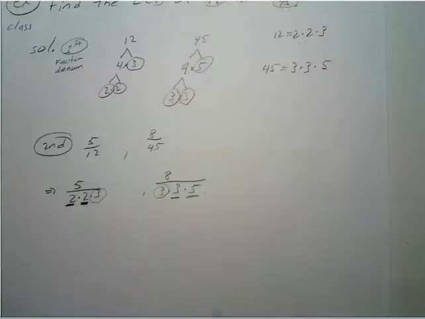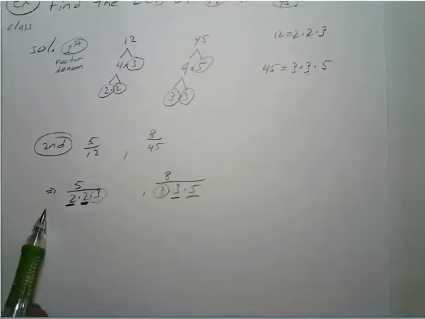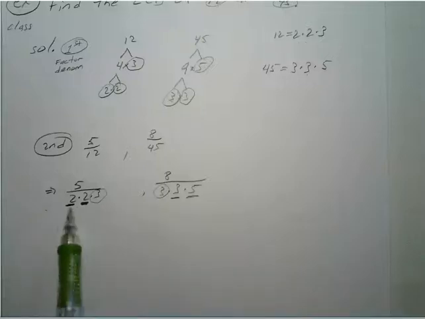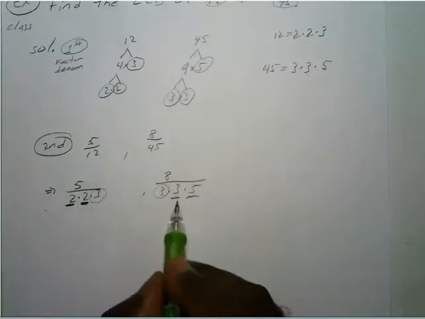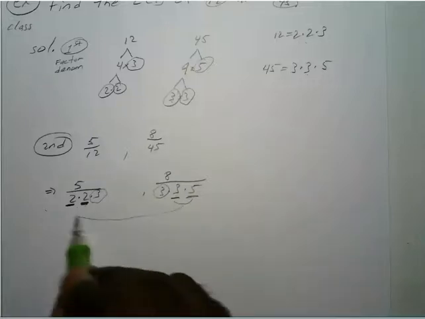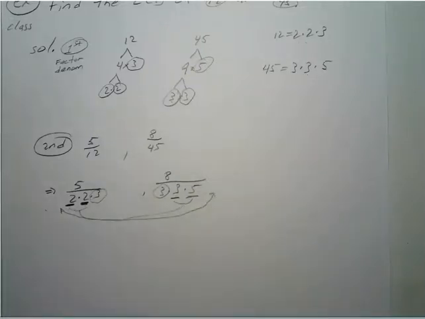Okay, so what does this tell us? Well, that tells us that this 3 and this 5 have to be multiplied over here, and this 2 and this 2 both have to be multiplied over here. Okay, so your two underlined values are multiplied to the other fraction.